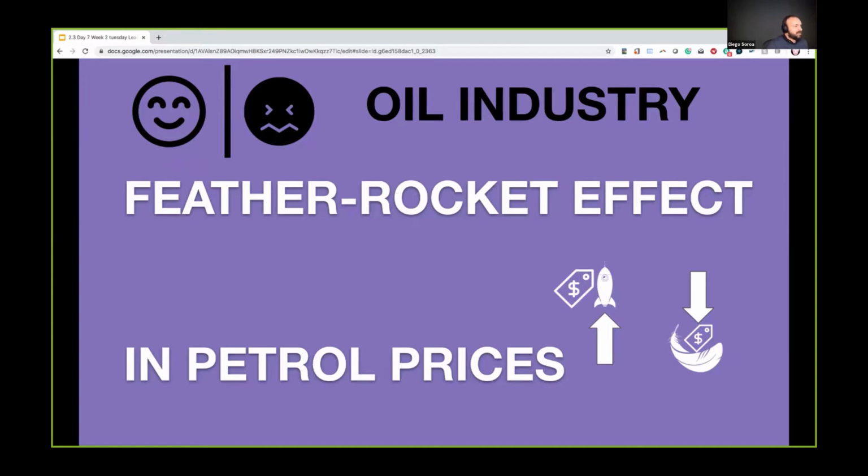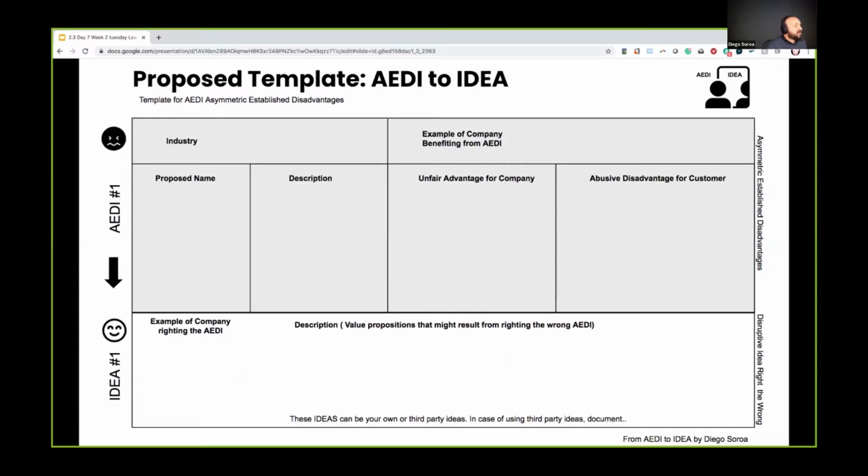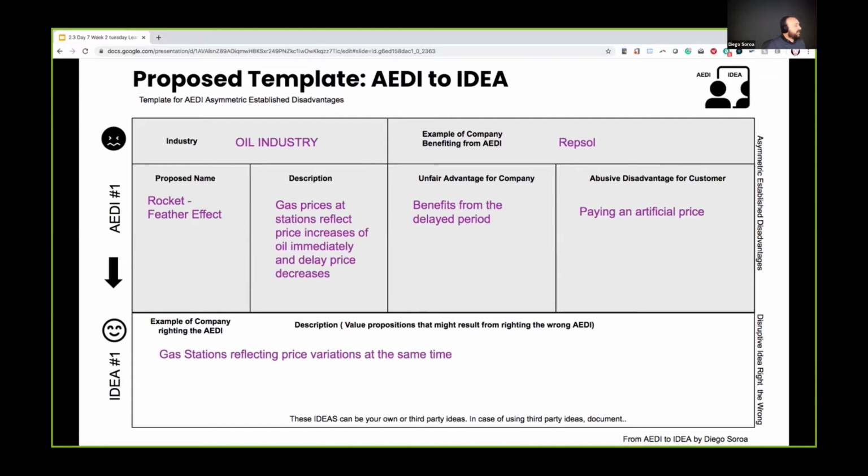Okay, so this is the kind of template that we're going to be using for the exercise that I'll introduce in a second. We are talking about transitioning from AEDIs, asymmetric established disadvantages, and turning them into ideas. I have here a little icon of how, if you identify an AEDI, you can propose righting the wrong and then proposing ideas out of them. Okay, so in this case, for the feather rocket effect, we have the industry in which it's relevant, the oil industry. Then we have an example of a company benefiting from this AEDI, which could be Repsol in Spain.